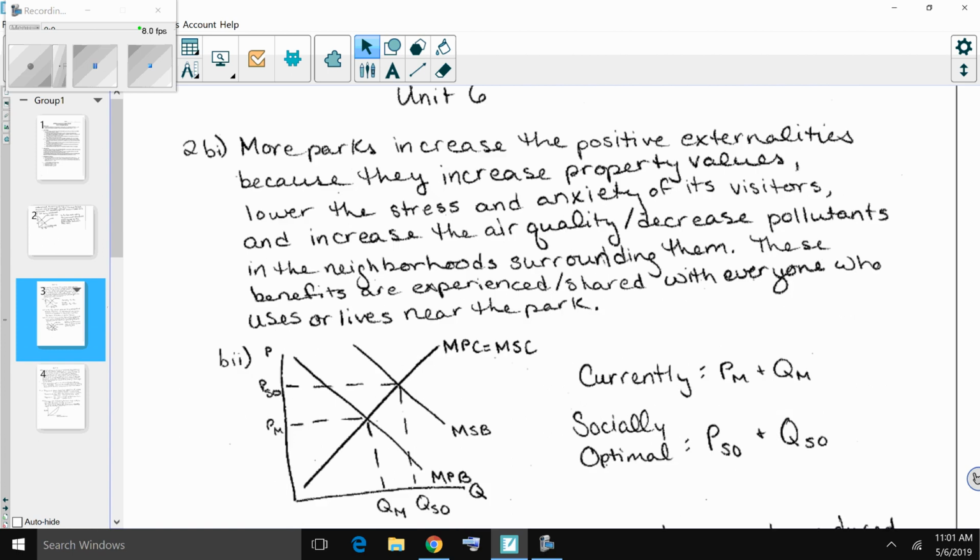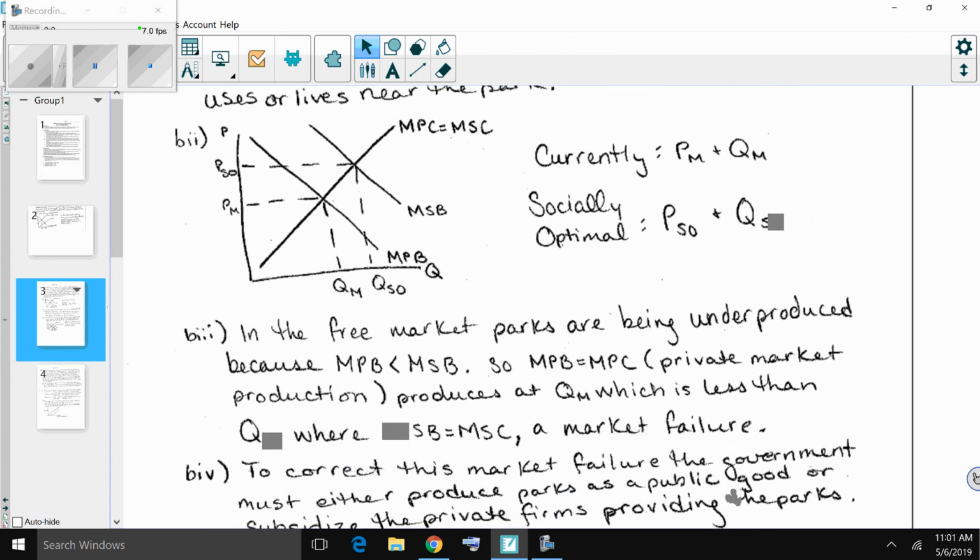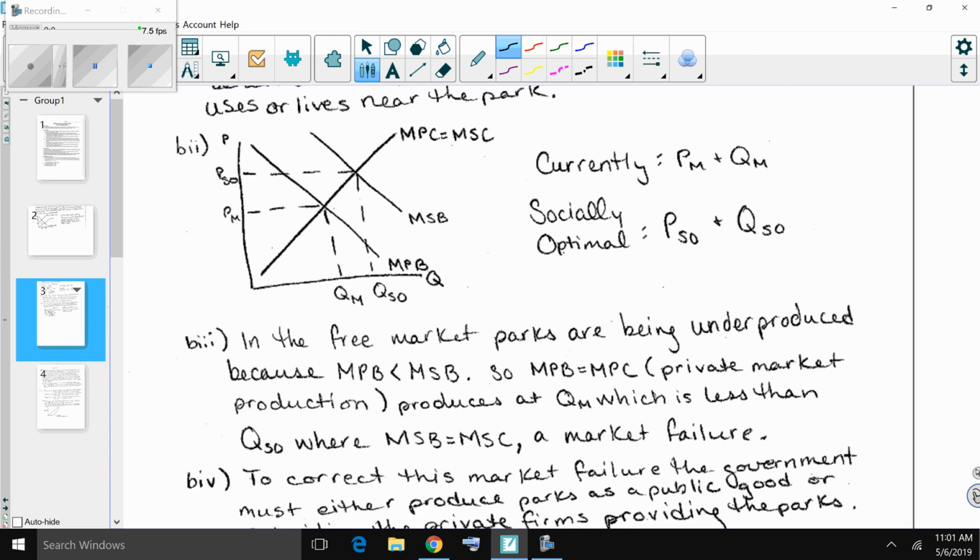Using a supply and demand graph, we would graph it like this. So we have, again, our axes, P and Q. Then I have my demand curve. My demand curve here, which is my private MPB, my private benefit, is not the same as my MSB, what society wants. Society wants more parks, but the private market is only producing a few parks. And there's my MSC, MPC, my supply curve. Currently, we are producing this many at this price. We want this many at this price, right?